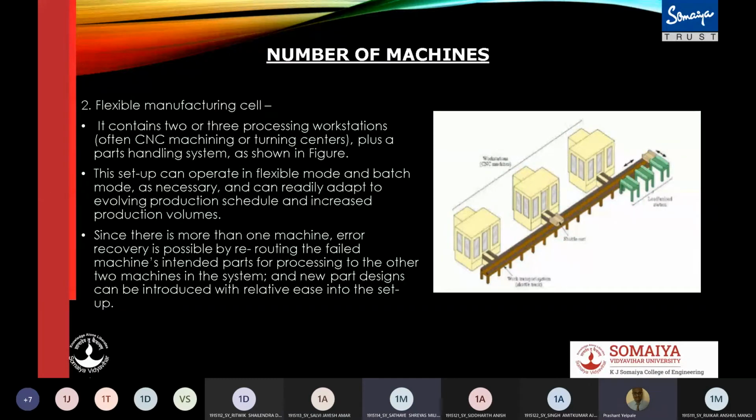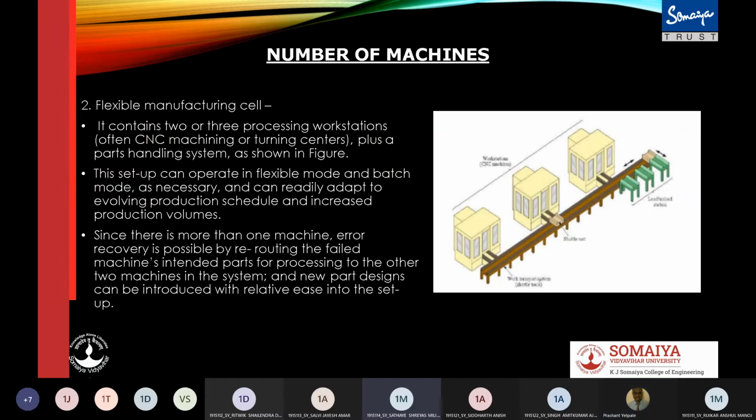So I'll be talking about the flexible manufacturing cell. As Jayesh talked about the single machine, when 2 or 3 machines come together and perform the operation, they are called flexible manufacturing cells. And these cells are what make up the flexible manufacturing systems that I'll be talking about in the next slide.